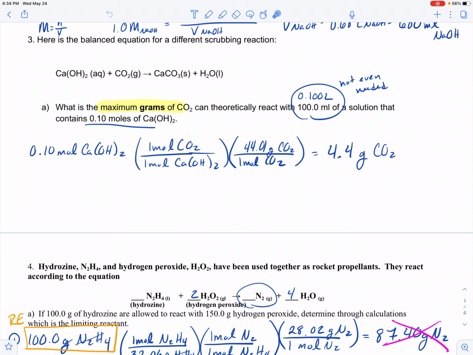It's a 1-to-1 relationship in this balanced chemical equation. So that gets me into moles of CO2. And then it's asking for grams of CO2. So then I'm going to go from moles of CO2 to grams of CO2. Every 1 mole of CO2 is 44.01 grams. And then I'm just going to calculate it out, and I get 4.4 grams of CO2. So if you have 0.10 moles of calcium hydroxide, you can theoretically scrub 4.4 grams of CO2.